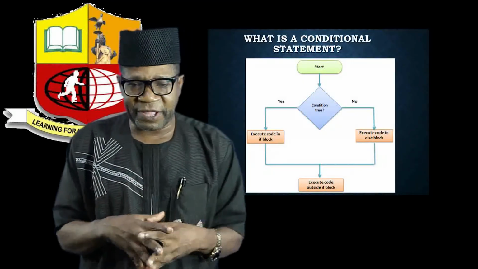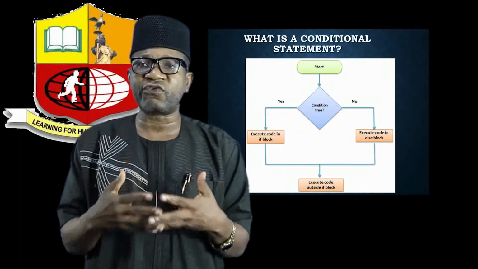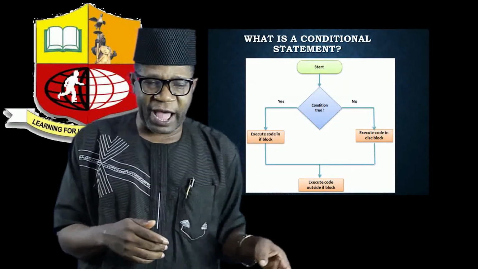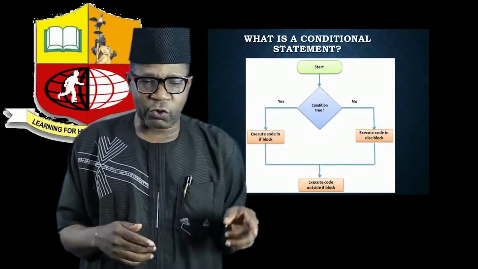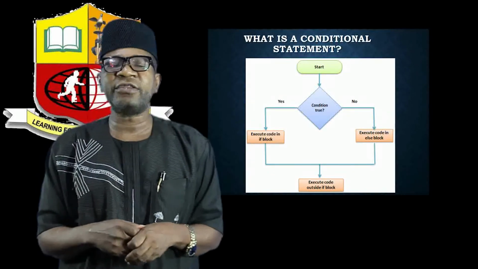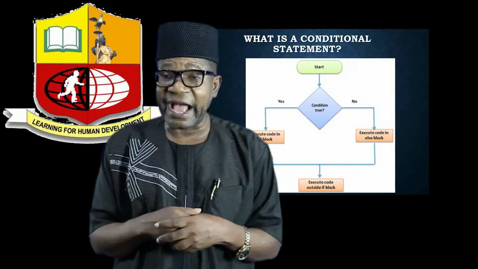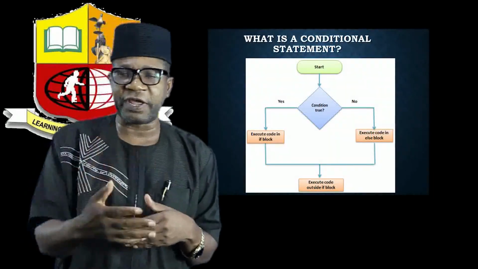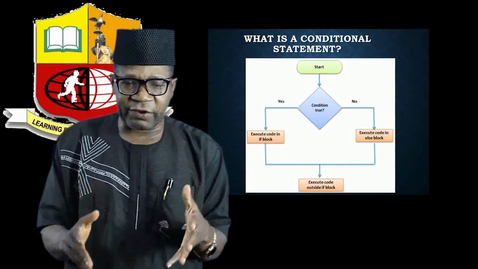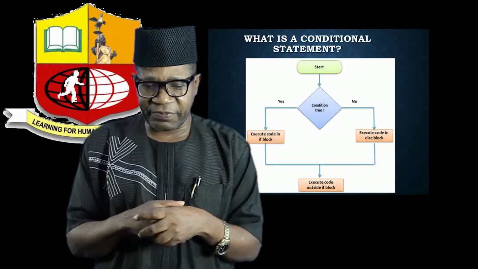Still on this flowchart, when you test if this condition is true or false, if the condition is true, then you execute the code in the if block. But if the condition is not true, then you execute the else block. We're still going to look at the different types of if statement, but this just tells us how a conditional statement looks like in flowchart representation.